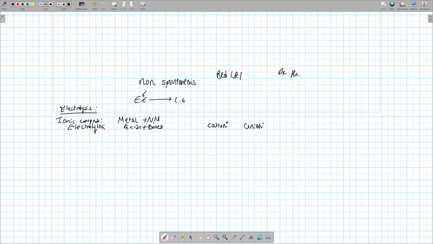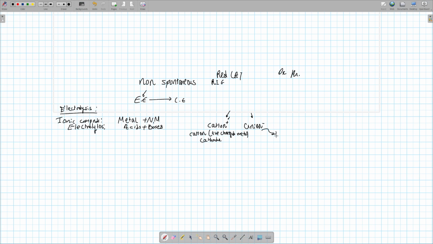You guys know reduction is the gain of electrons. So you're going to gain electrons. Which one do you think is going to gain an electron? The positive one or the negative one? Which one's going to attract an electron? Obviously, the cation. Why the cation? Positive attracts negative. So that's why the cation, or the positively charged metal, goes where? To the cathode.